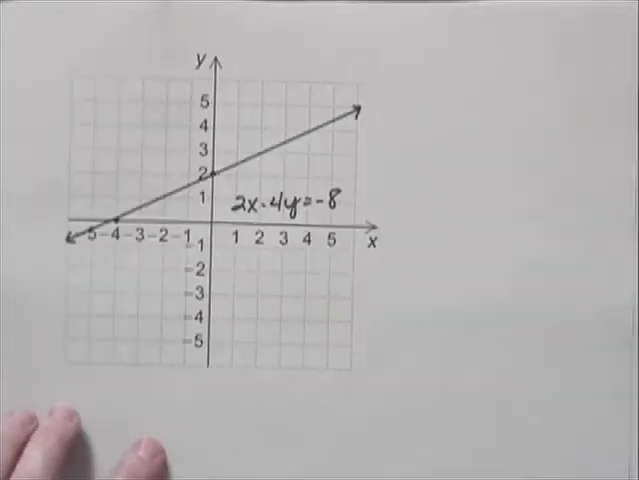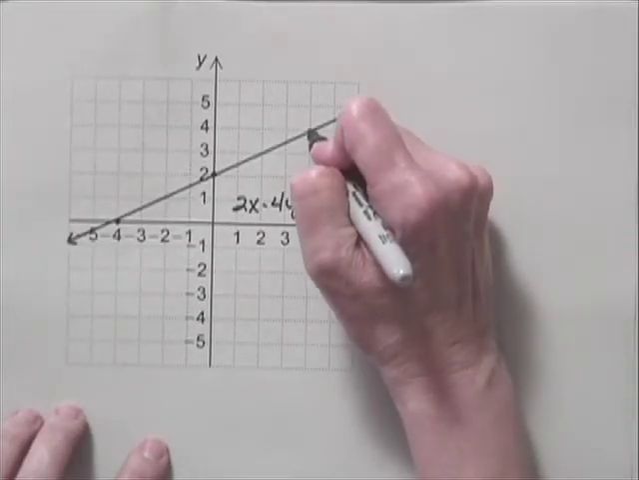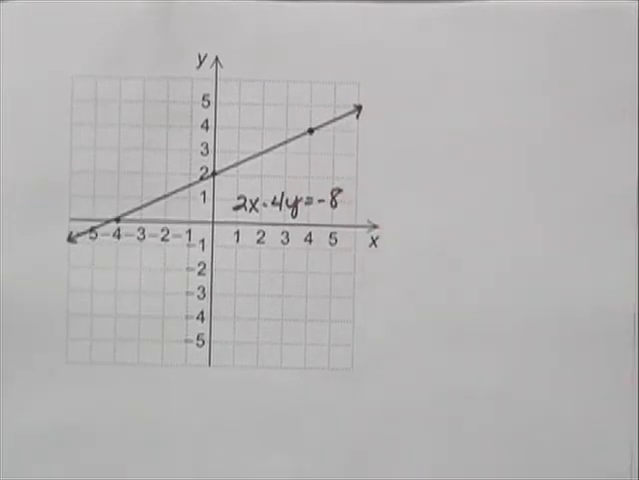And let's look at our graph. We do have that point on the graph. So that's a check that we've drawn the graph correctly.